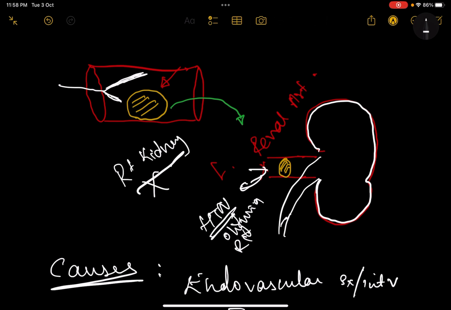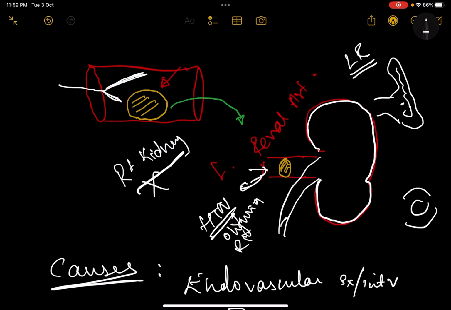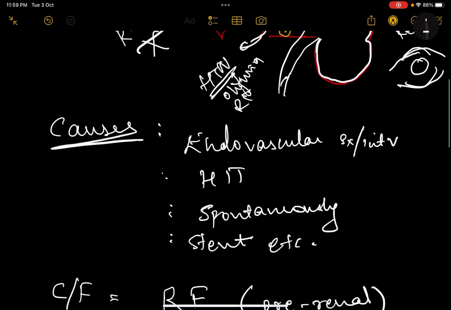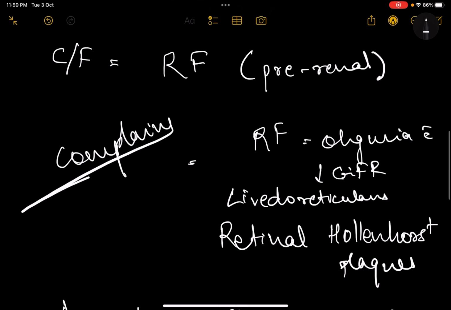Number two is when these cholesterol emboli dislodge somewhere else, let's say in the foot. In the foot, they lead to something called livedo reticularis, and that's something you should understand. Third, when it reaches the eye, it can cause lesions in the retina, retinal plaques called Hollenhorst plaques. We'll see those pictures after some time. So those are the kind of complaints that we have. The clinical feature is going to be pre-renal azotemia in case the cholesterol emboli are bilateral. If unilateral, obviously one side is compensating and might not show any features.